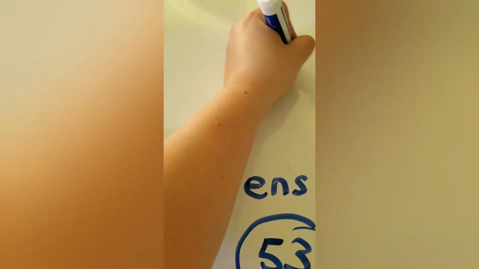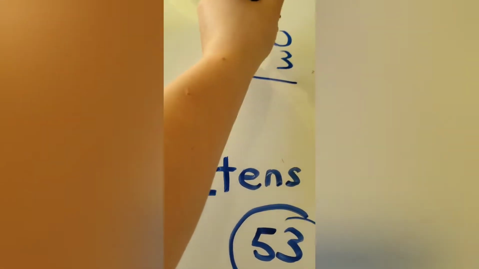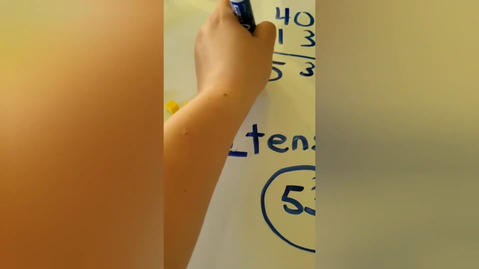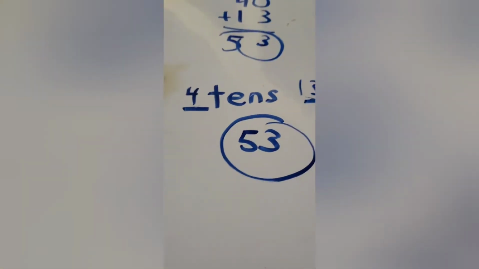4 tens is the same thing as 40, and 13 ones is the same thing as 13, right? So 3 plus 0 is 3, and 4 plus 1 is 5. Isn't that super cool? It is still the same, because you remember how before we had 5 tens and 3 ones? Now we have 4 tens and 13 ones. It is still the same. And we learned how to regroup. Isn't that awesome? We learned how to regroup in subtraction.